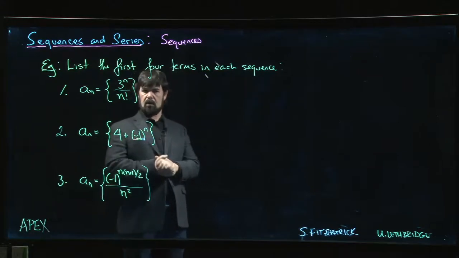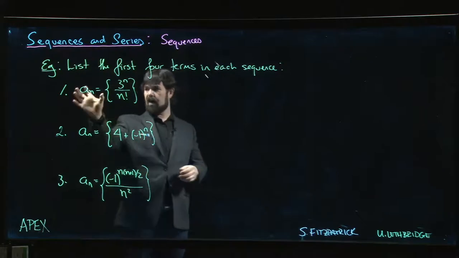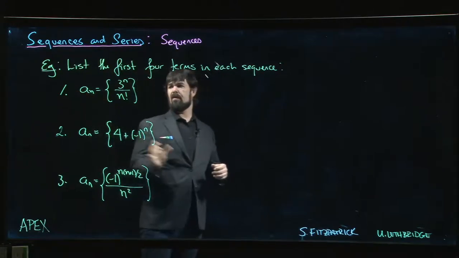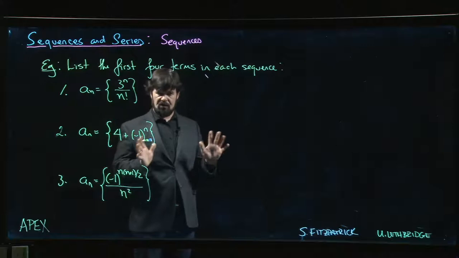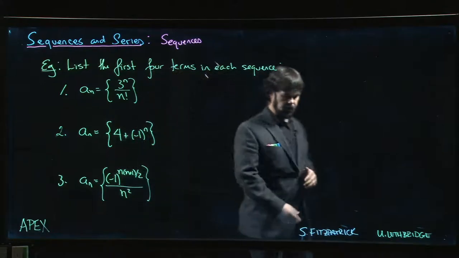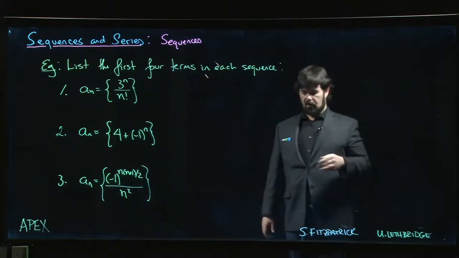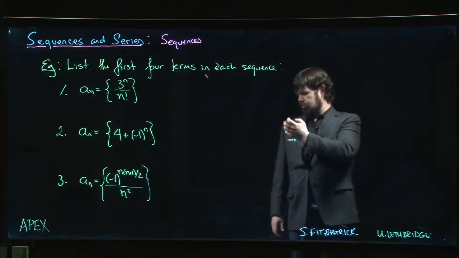Other books will put brackets around the a_n. You might find no brackets at all. Notation tends to vary somewhat on these. As long as we get our point across, maybe it doesn't matter how we write it. Let's try to be consistent.